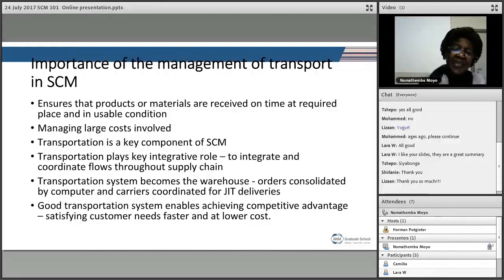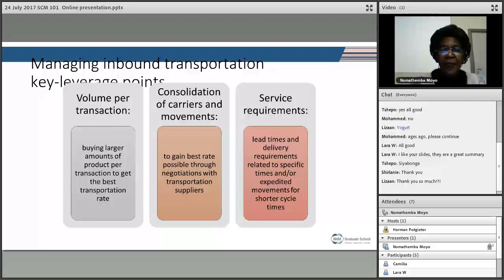Transportation also plays a key integrative role to integrate and coordinate flows throughout the supply chain. So the transportation system becomes the warehouse, with orders consolidated by computer and carriers coordinated for JIT deliveries. A good transportation system enables achieving competitive advantage, like satisfying customer needs faster and at a lower cost.